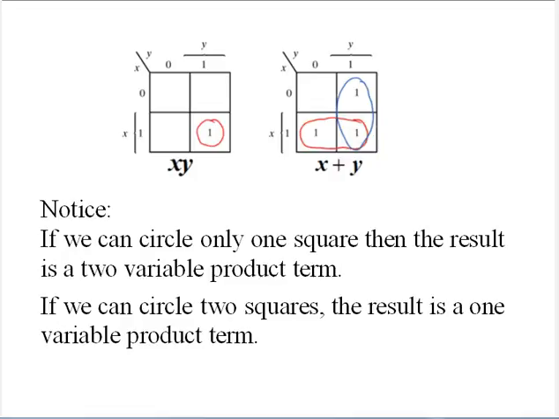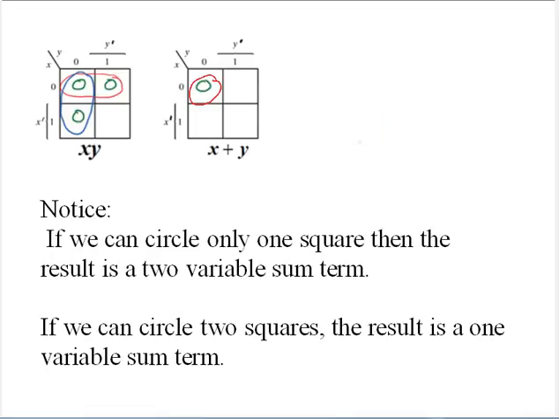We looked at these same functions in terms of max terms. So if we can encircle one square, then our result here is a two-variable sum term. So this one circle gives us a two-variable sum term. Each of these, now what we have is the product of two one-variable sum terms. Important concept. We'll look at higher order three-variable and four-variable Karnaugh maps in the next videos.